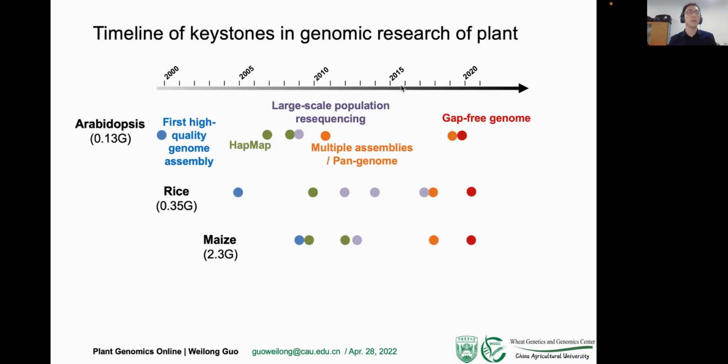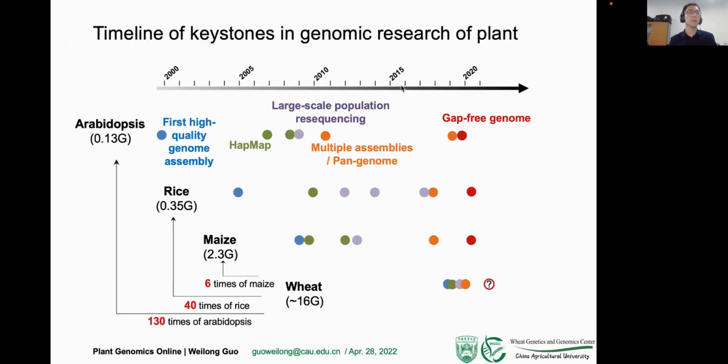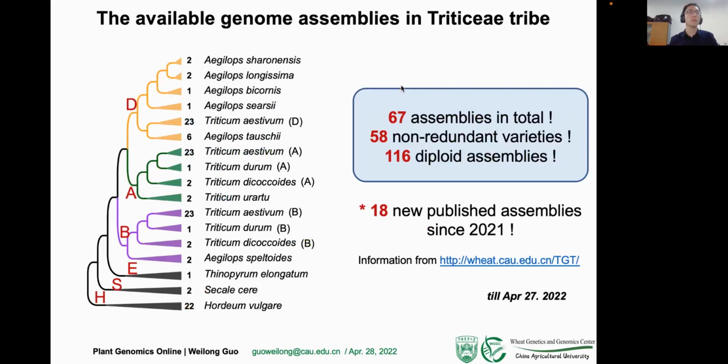As wheat is a polyploid species with a huge genome size, almost 40 times the rice genome and 6 times the maize genome, it takes only 2 years for the wheat community to suddenly enter the post-genomic and pan-genomic era with the burst in both assemblies and resequencing data. For the Triticeae tribe, 67 assemblies have been published in total. That is 116 deployed assemblies. Especially, 80 new assemblies were just published since last year.